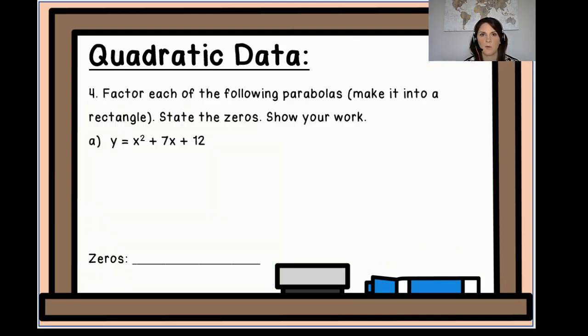Okay, the next concept that we're going to be talking about is factoring. We're going to factor each of the following parabolas. In other words, we're going to try to make it into a rectangle. State the zeros and show your work. Just like when we were looking at our linear patterns, we tried to make things into a rectangle to show that they were quadratic. So we're going to use a similar concept here to show the zeros.